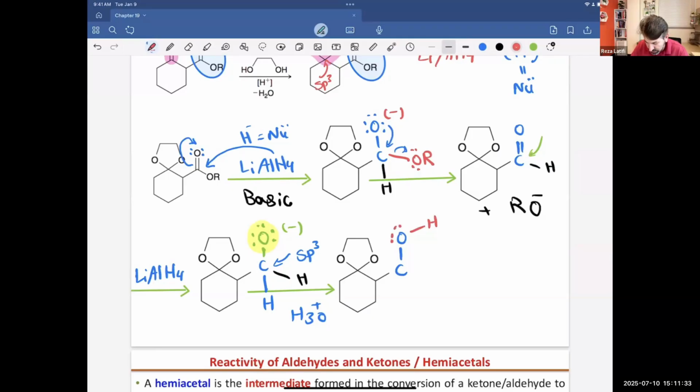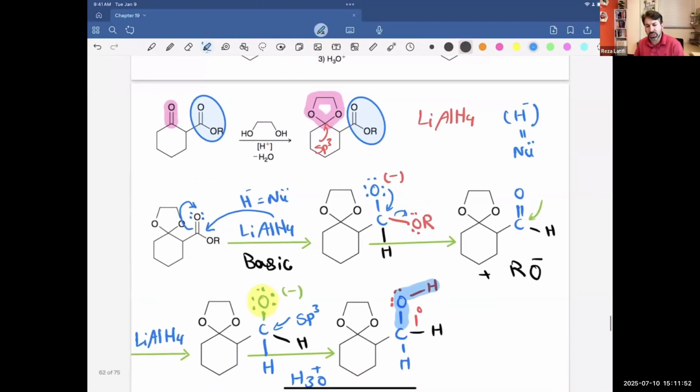Oxygen has 2 lone pairs. What else? I have hydrogen here and another hydrogen there. So this carbon will be a primary carbon, and it has an OH functional group. So I'm going to say I got a primary alcohol. And this is the way we can turn the ester group to alcohol.